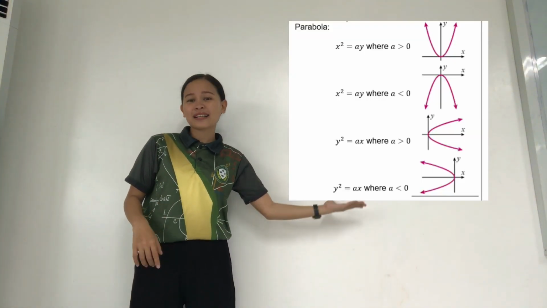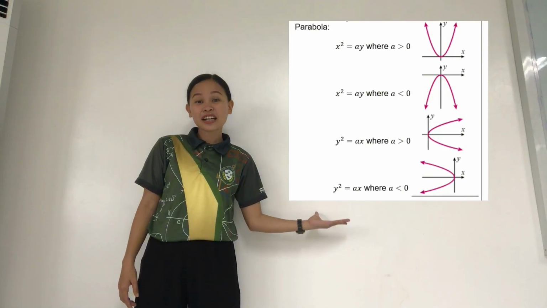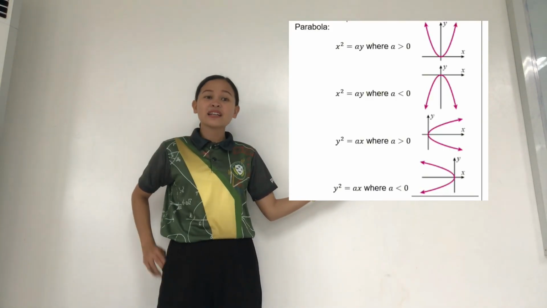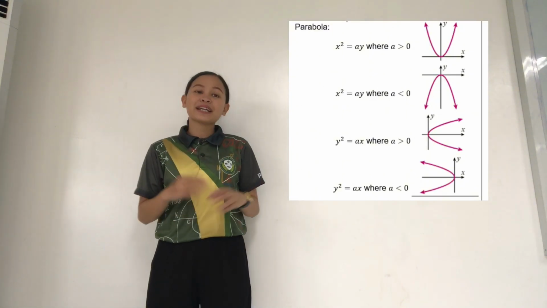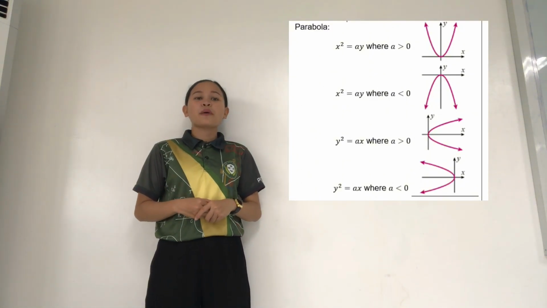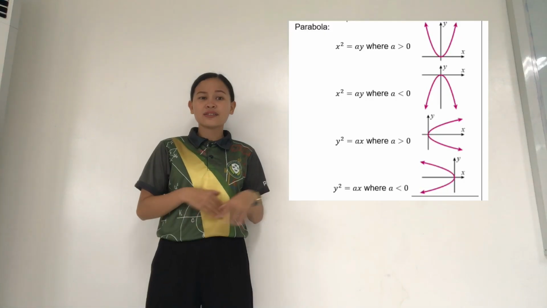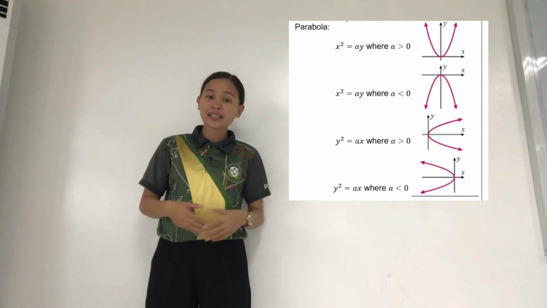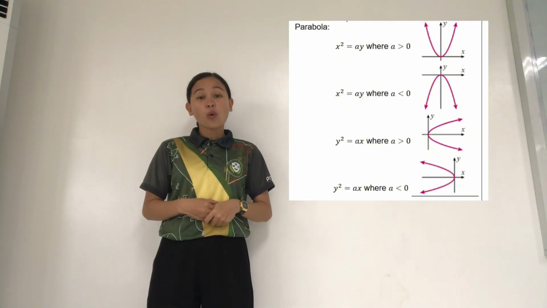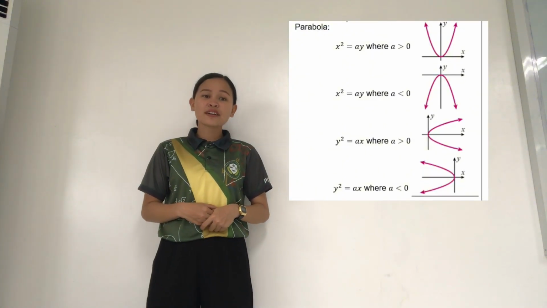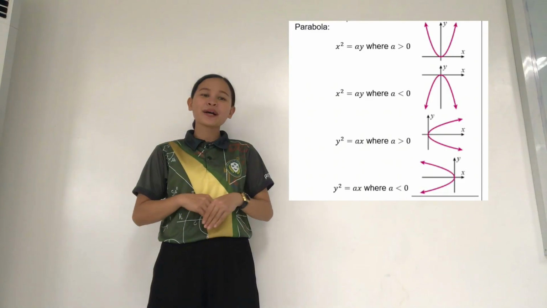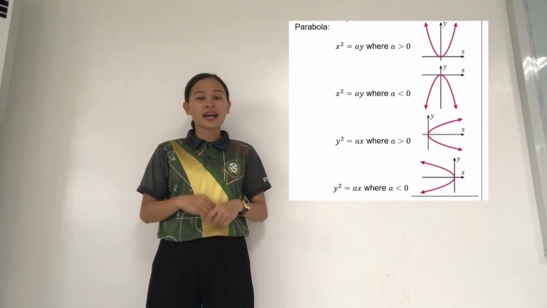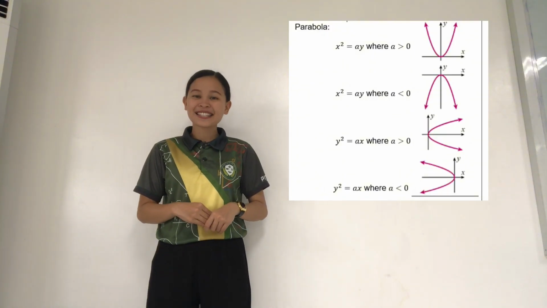Okay, now let's proceed to the parabola. In the parabola, this is how it looks if the parabola is in standard position. This is how it looks if x squared is equal to ay, where a is greater than 0, and x squared is equal to ay, where a is less than 0, and y squared is equal to ax, where a is greater than 0, and y squared is equal to ax, where a is less than 0.